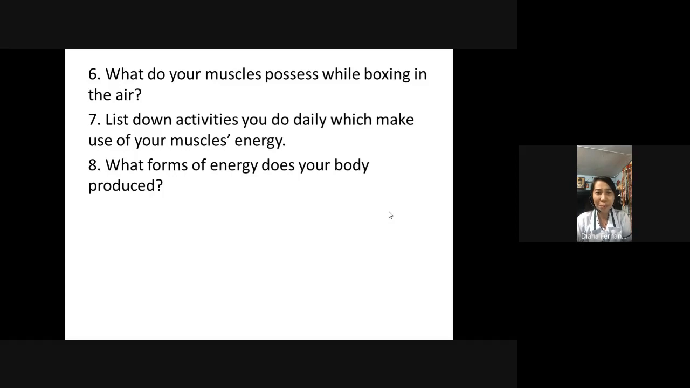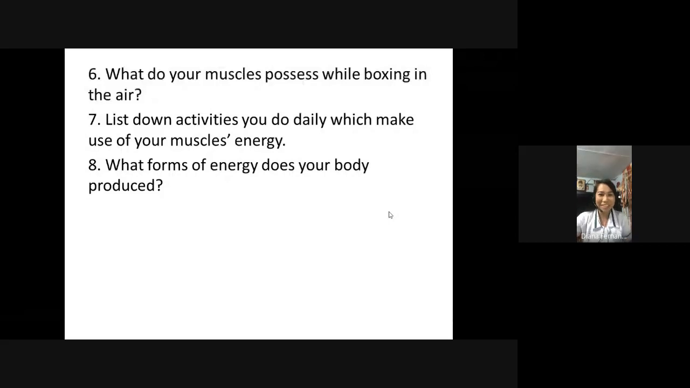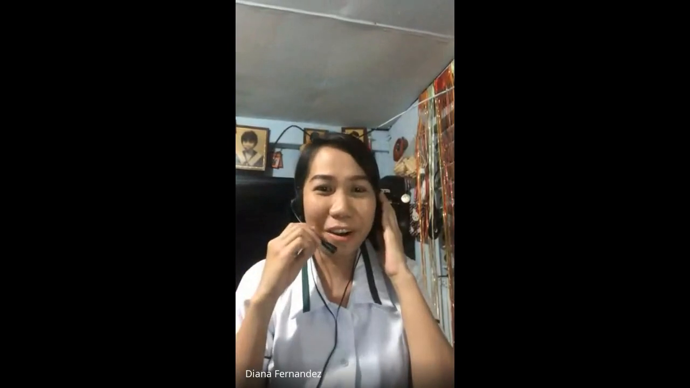Ano-ano yung mga ginagawa mo everyday that you used your muscles? Playing? What else? Tumatakbo. Ayan, running. Ano pa? Lakad. Walking. What else, Gian? Lifting. Alright, those are correct.